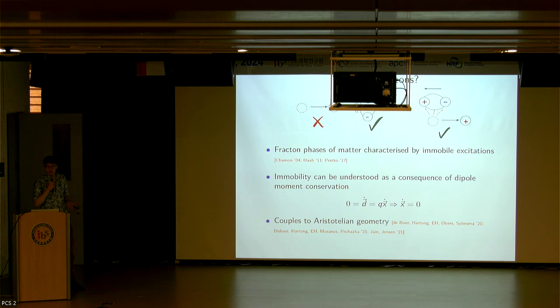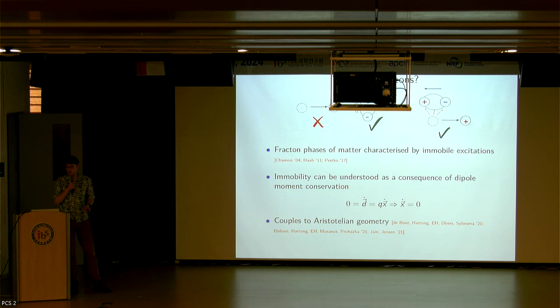So, just to recapitulate what we saw the first day, fractons are immobile. Fracton phases of matter are characterized by certain kinds of immobility, be that total immobility or these subsystem kinds of immobility, i.e. lineons or planons. The total immobility, as we also saw on Monday, can be understood as a consequence of dipole moment conservation. Simply because, if the dipole moment is constant, well, then the position must remain constant.